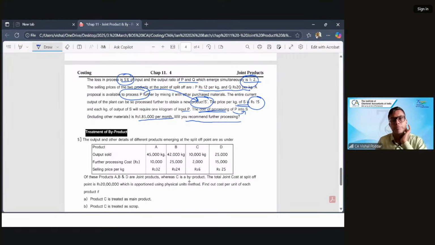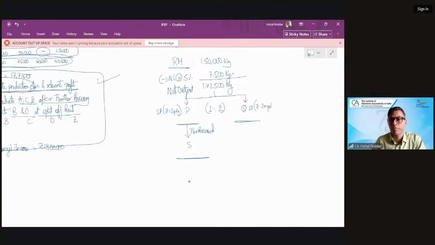Is this clear, students? I'll post other details also. Selling price of P and Q are 12 and 20, just for our reference. SP rupees 12 per kg, SP rupees 20. Correct?